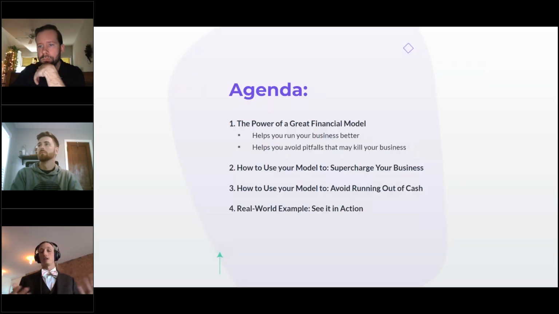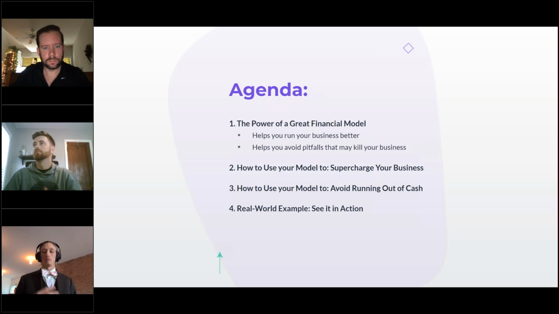Otherwise, the agenda for today. This is what we're going to be talking about today. First things first, we just want to get on the same page with what is a financial model. So we'll talk a little bit about the power of a great financial model. We'll make sure that we're all thinking about the same thing when we talk about a financial model. But then, today isn't about how to build one or anything like that. Today is about how to use one to run your business.